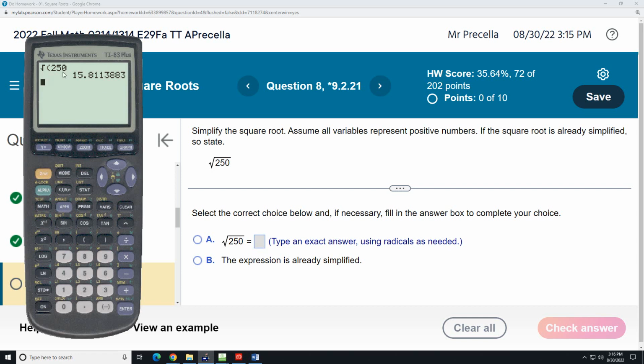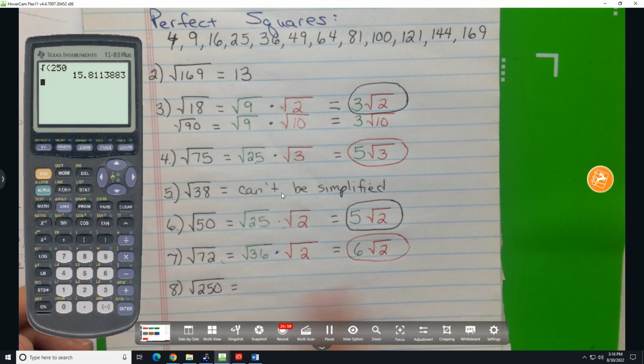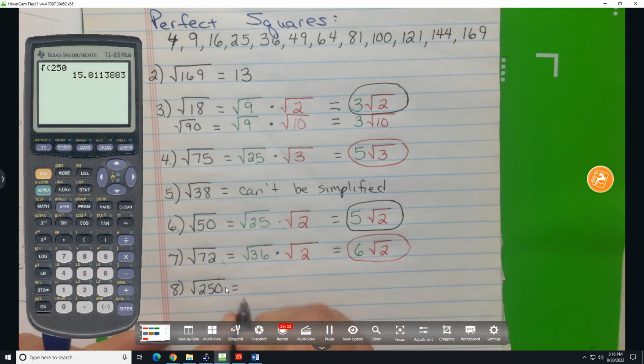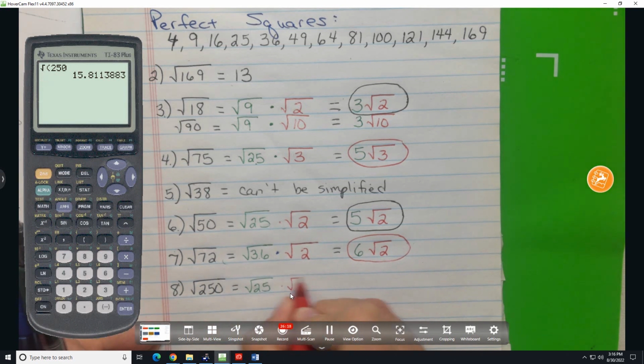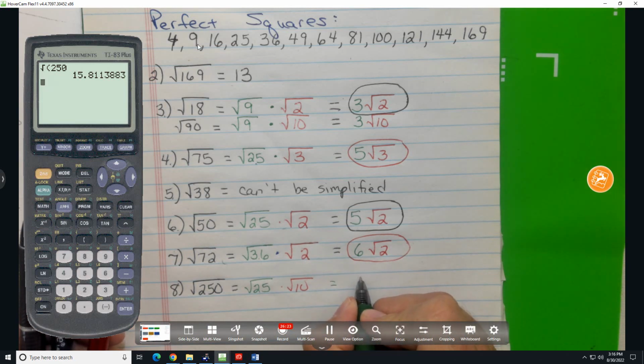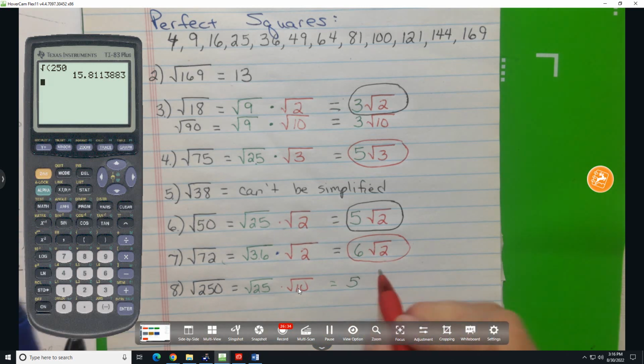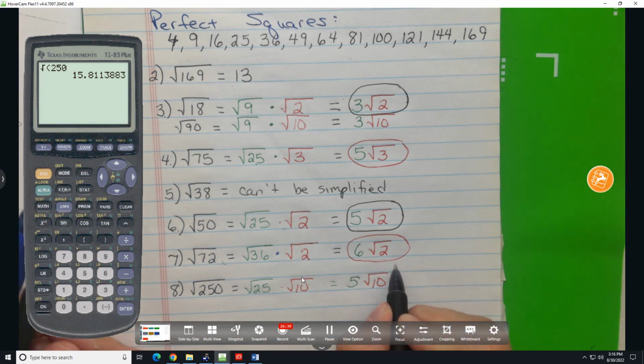But what's the largest perfect square that will divide evenly into it? 25. 25 times what would give us 250? So we think of this as 25 times 10. Is there any number up here that would divide evenly into 10? 4 and 9, would they divide evenly into 10? No. The number under that radical can't be divisible by any other perfect square. So we have 5 square root of 10.